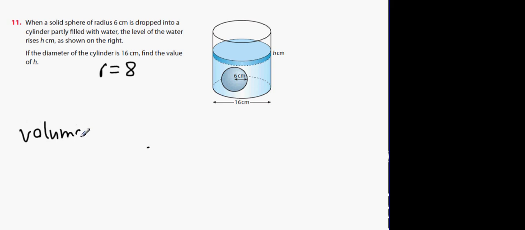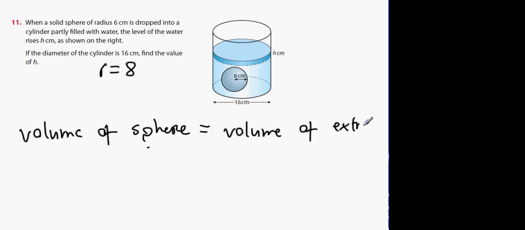Volume of a sphere has to equal what, guys? Volume of extra water. See the way there's an extra water level on top? Yeah? The volume of the sphere has to equal this extra level of water. What shape is that water in? Cylinder. It looks like a coin, but it's a cylinder. A coin is a cylinder, so to speak.